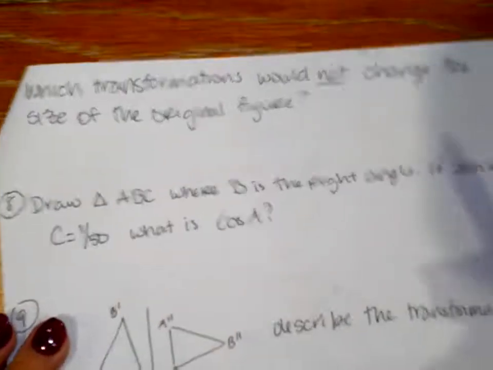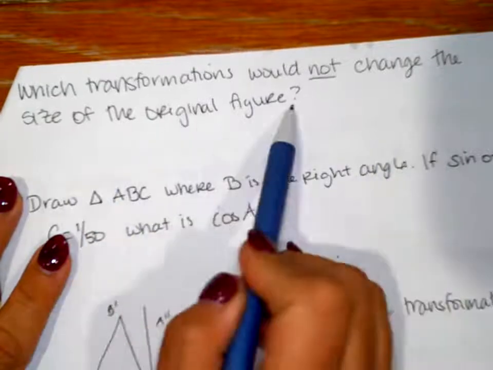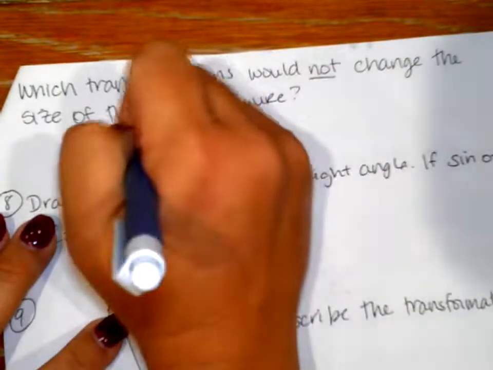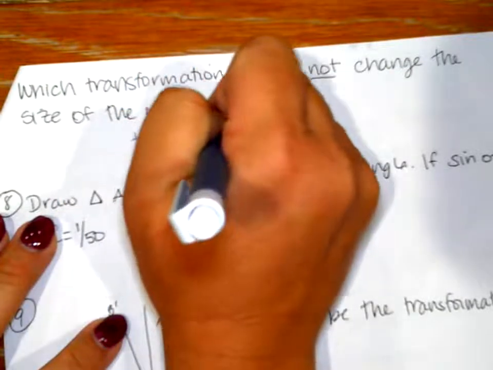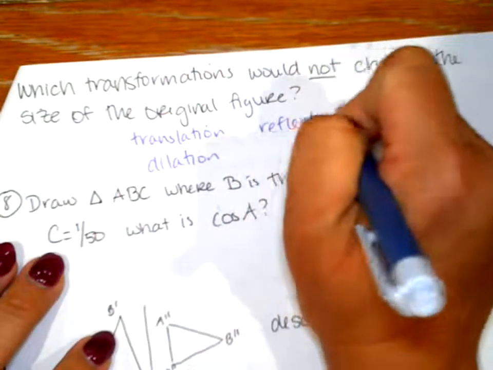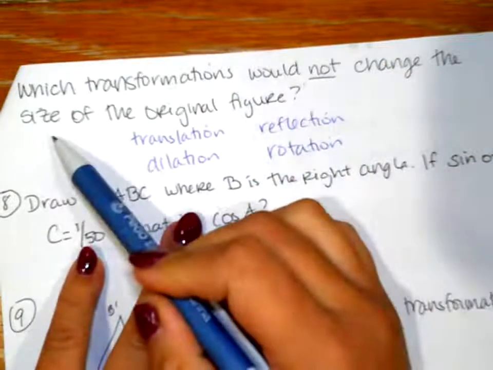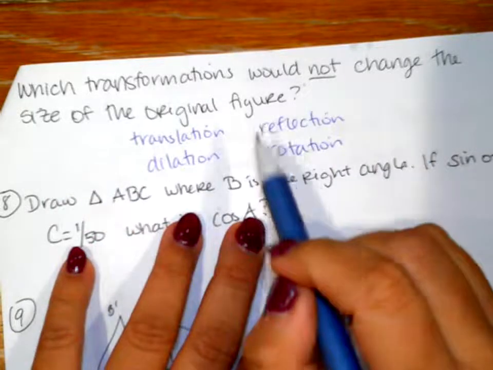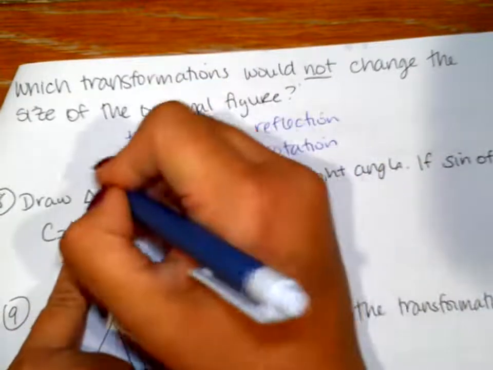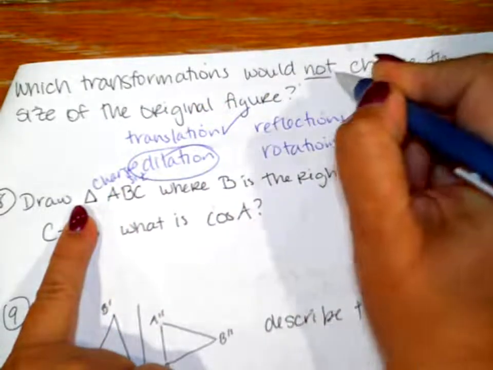All right, this guy right here. Which transformation would not change the size of the original figure? We've got 4 choices for transformations: translation, dilation, reflection, and rotation. So which one would not change the size? There's more than one answer. The only one that changes the actual size is the dilation. So translation, reflection, and rotation would not change the size.